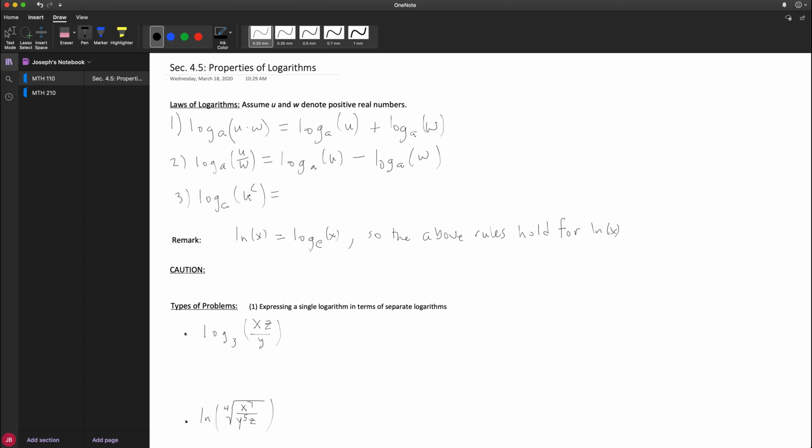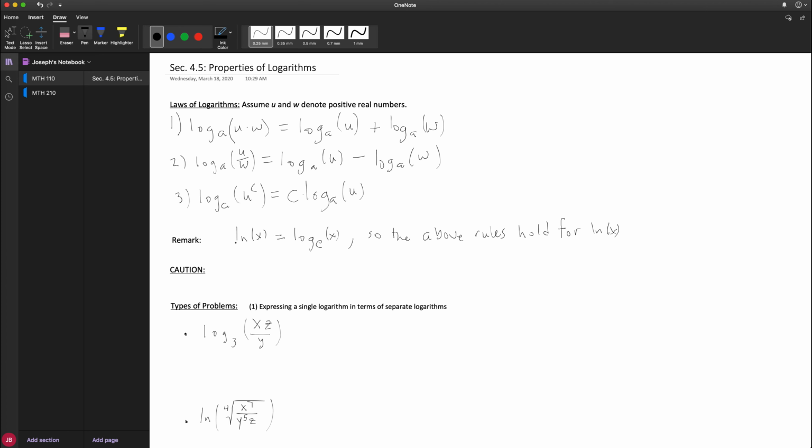And then here, this is something of an interesting property of logarithms, but the log base a of u to the power c, you can actually bring the power down, so it's c times log base a of u. So technically there's multiplication right there.